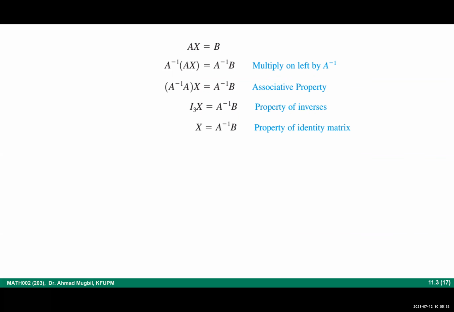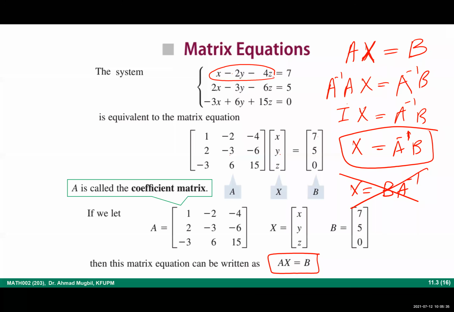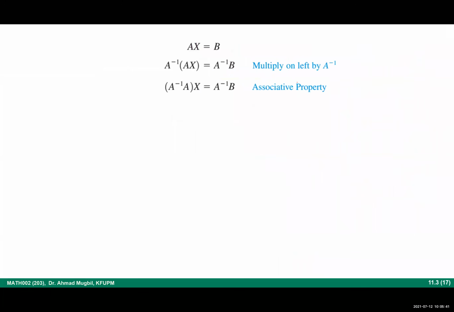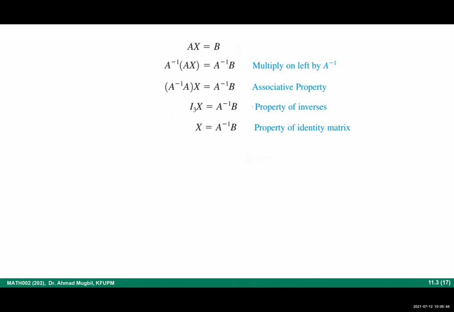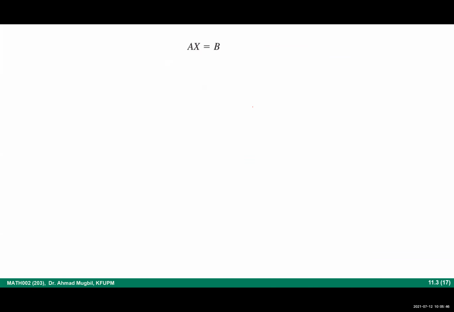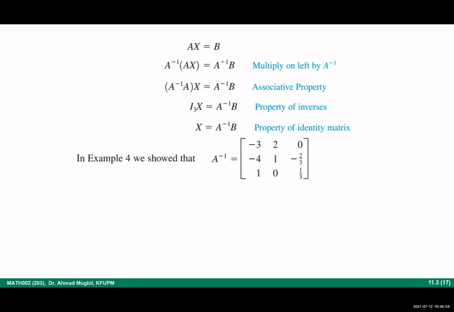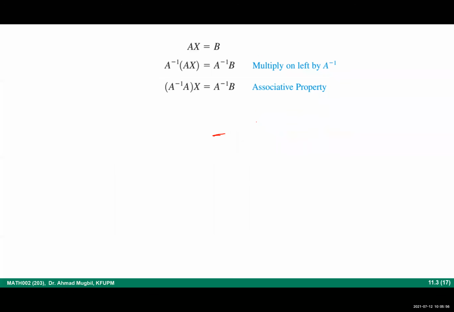Now, what do you need to do? We need to solve this system. Don't forget that we need to find X, Y, and Z. So now we showed that I have B. This is B. It is known. What is unknown for me is A inverse. So I need to find A inverse. You know how to find the A inverse.